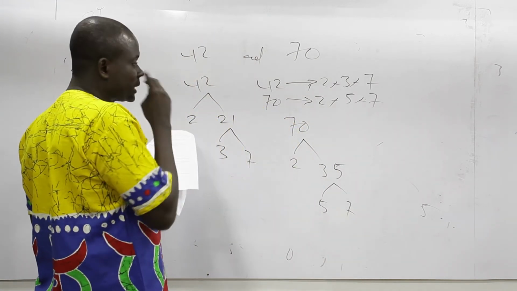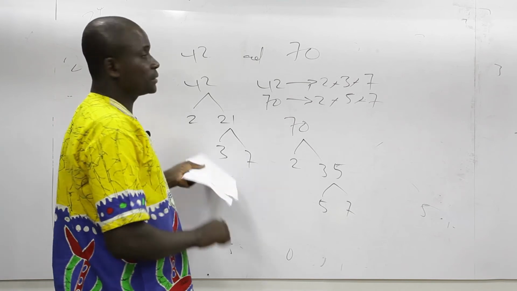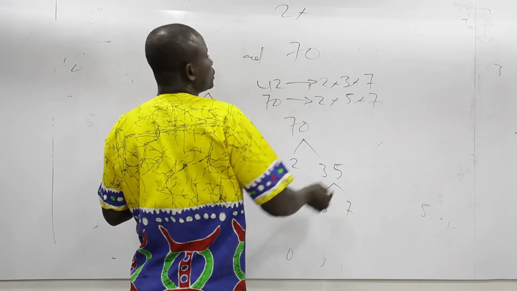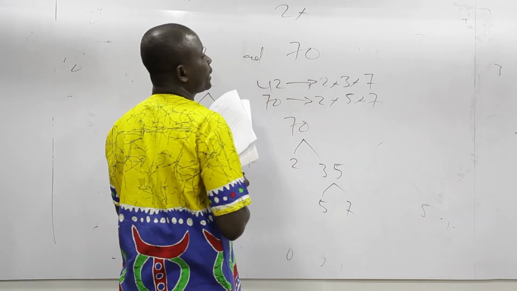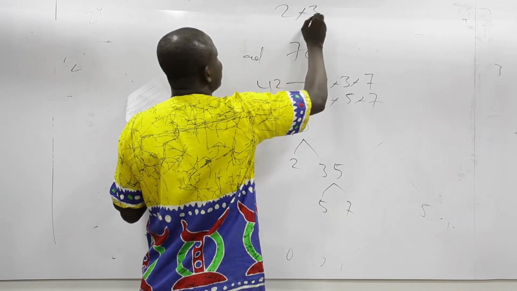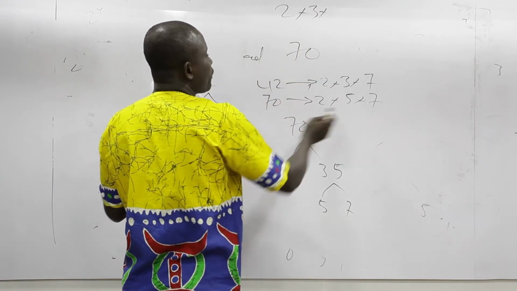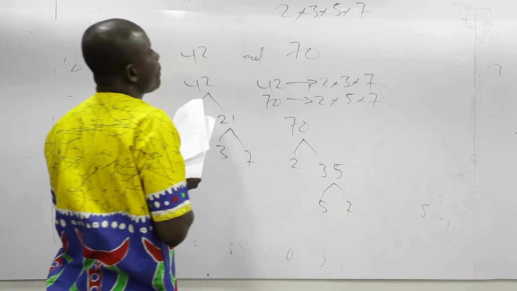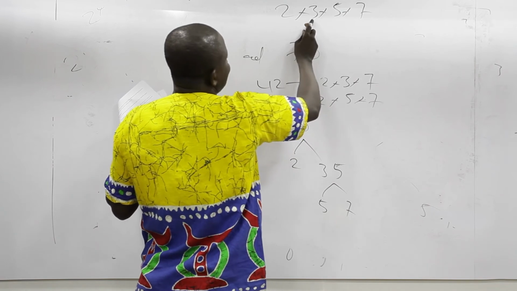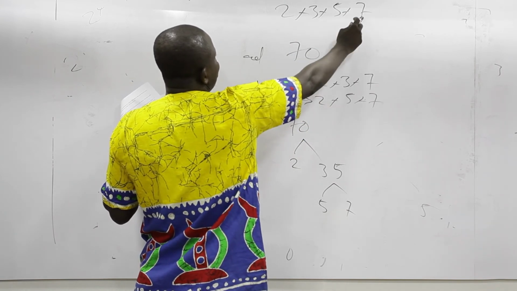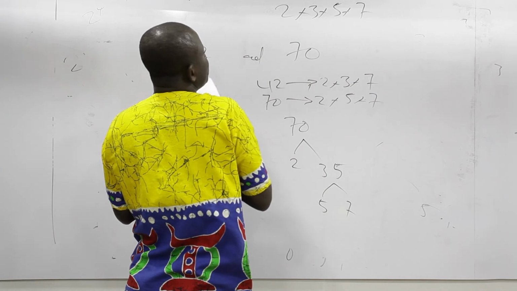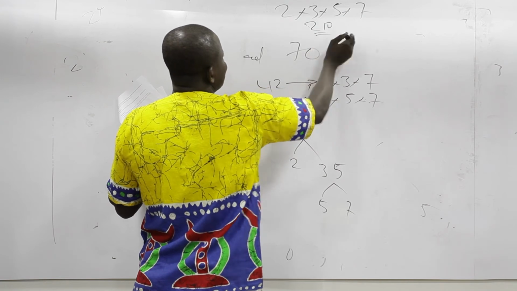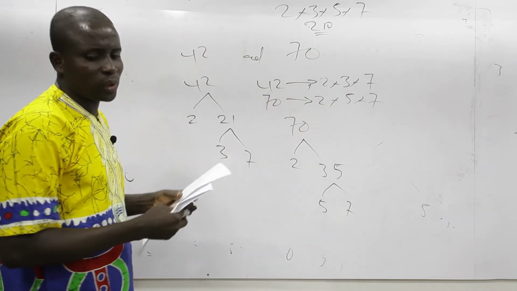So if I'm to write the LCM for this, the minimum base here is 2 times 3. Even though we don't have 3 here, we can still choose it, so times 3, times 5. We don't have 5 here, but I can still write 5, then times 7. So if I multiply, 6 times 7 is 42, and 42 times 5 is going to be 210.